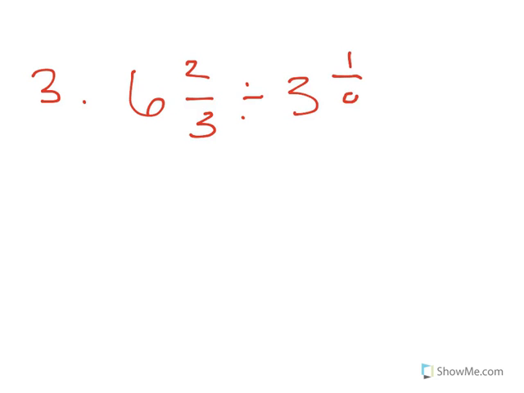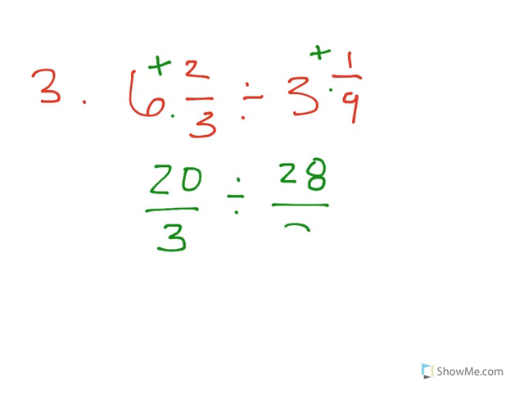So my last example, I'm actually going to have two mixed numbers. So for example 3, I'm going to have 6 2/3 divided by 3 1/9. Again, because I have mixed numbers, I need to change them into improper fractions first. So I'm going to say 6 times 3 is 18. 18 plus 2 is 20, so I'm going to change this into 20/3. Divided by 9 times 3 is 27. 27 plus 1 is 28 ninths.